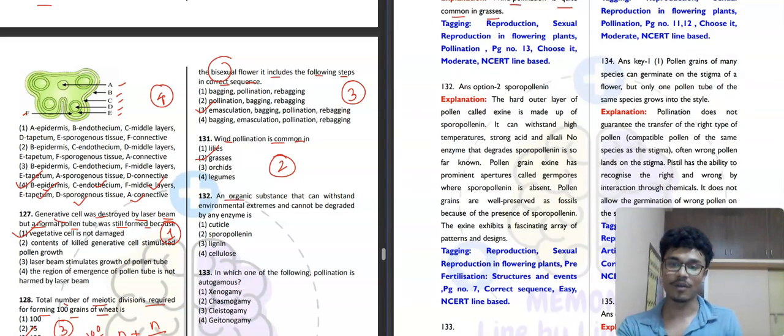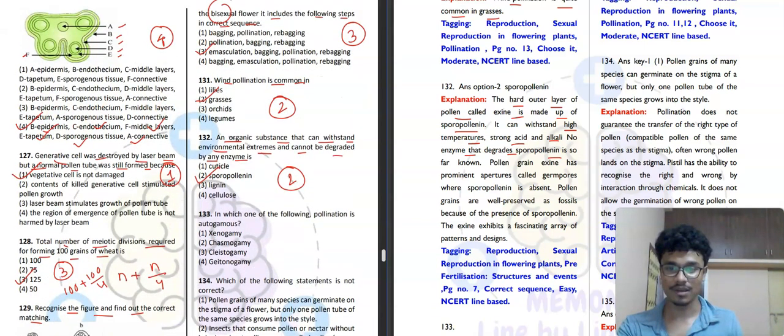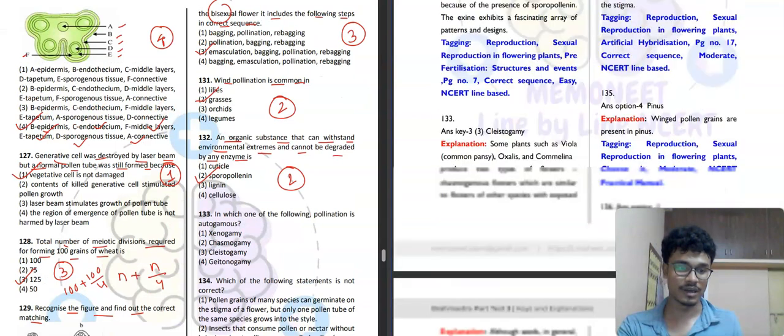It is saying that an organic substance that can withstand environmental extremes and cannot be degraded by any enzyme is cuticle, sporopollenin, lignin or cellulose. That is absolutely sporopollenin. Second option will be our correct answer. The hard outer layer of pollen called exine is made up of sporopollenin. It can withstand high temperature, strong acid and alkali. No enzyme that degrades sporopollenin is so far known. So that's why the second option will be our correct answer. Moving towards the next question, 133.